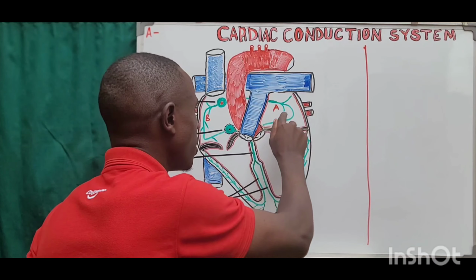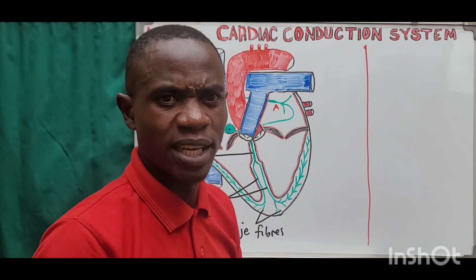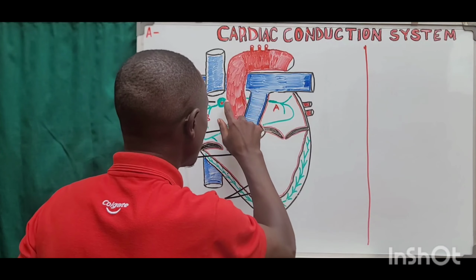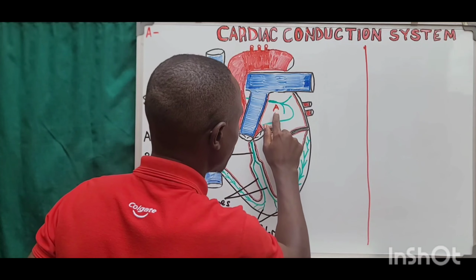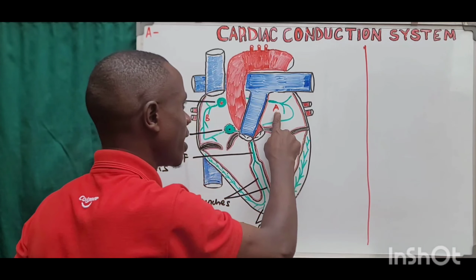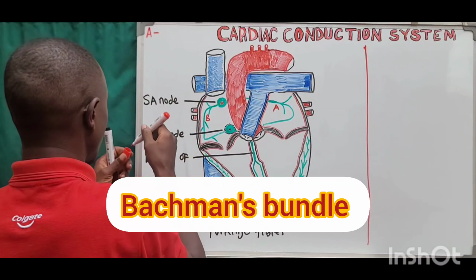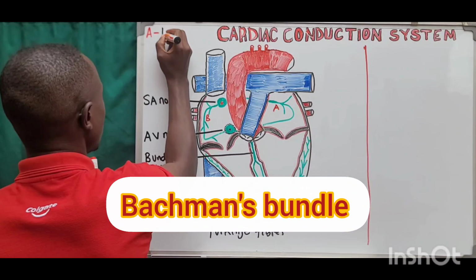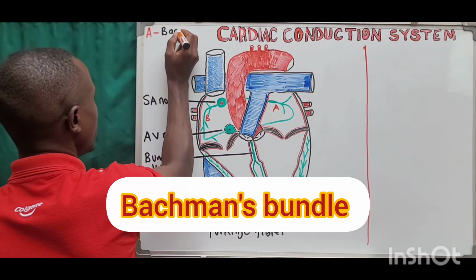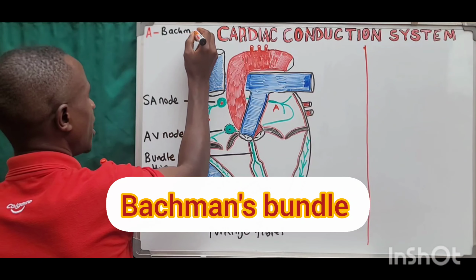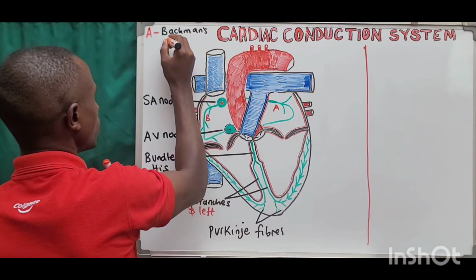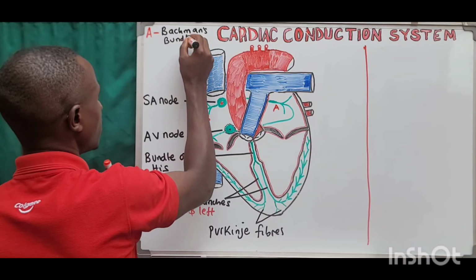These bundles also have specific names. This one here, which spreads the action potential to the left atrium, which we have called A, is what we call Bachmann's bundle.